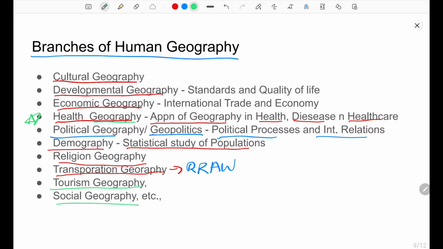And finally and importantly, it's social geography. Social geography is very much important here. Social geography is an integrated branch; in the next slide we clearly discuss this. Social geography deals with the interaction of humans with the environment.